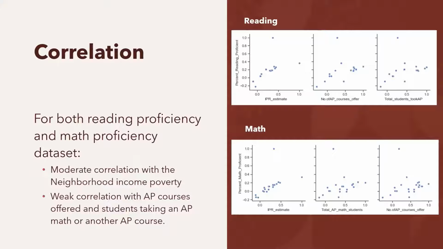Once the files were cleaned and combined, the Pearson correlation test was used to identify any existing relationship between the target and feature variables. The correlation revealed that there is a moderate positive correlation between the neighborhood income poverty ratio and the school's reading and math proficiency performance. Also, there are weak positive correlations between AP courses offered or taken by students at a school and the school's reading and math proficiency performance.